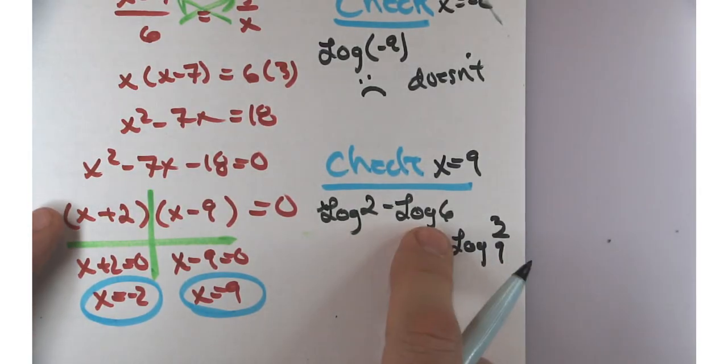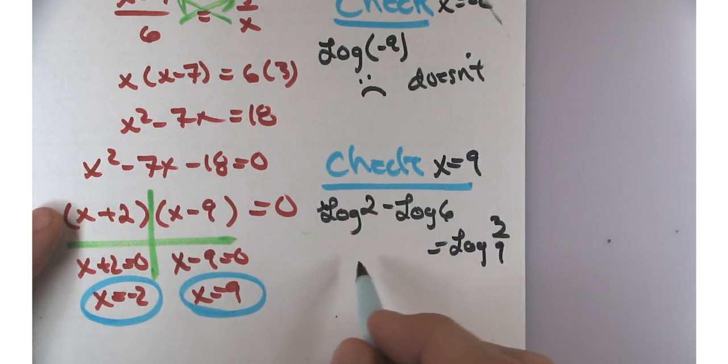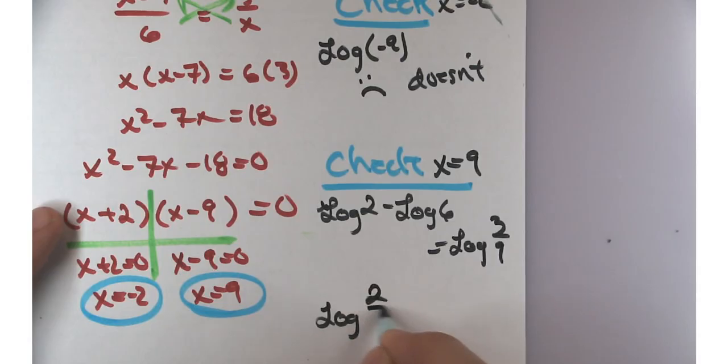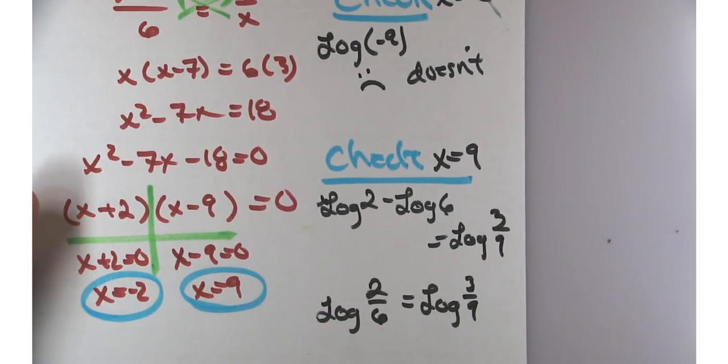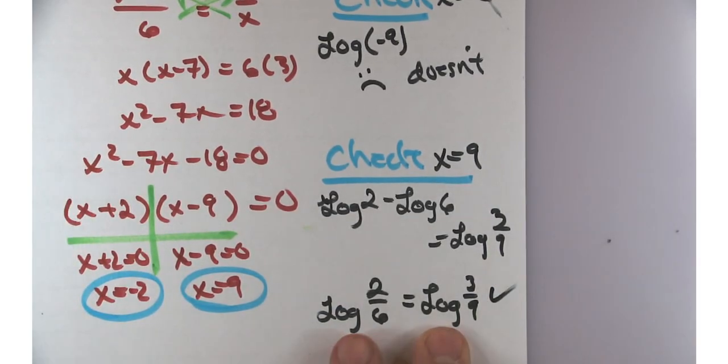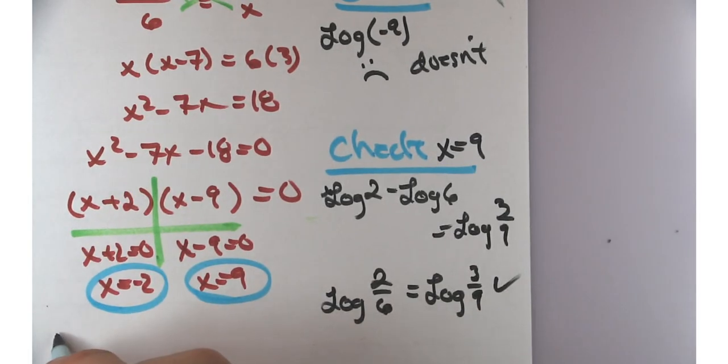This does work. If you really want to check it a little bit more, you could say, all right, well, that's really the log of 2 over 6 equals the log of 3 over 9. You're just using your quotient rule here. And this has to be true because you have the log of 1/3 both times. So it checks. This is what's called an extraneous solution.